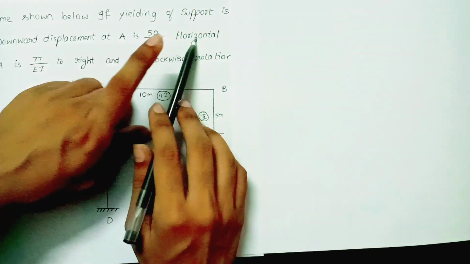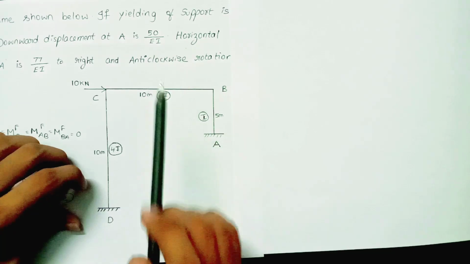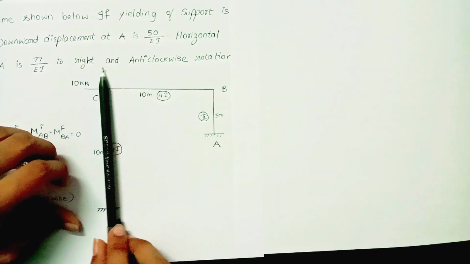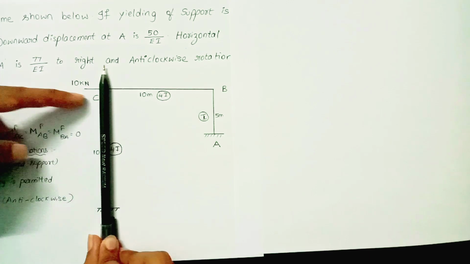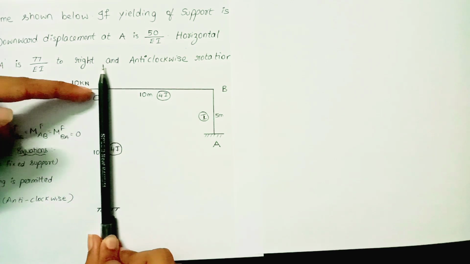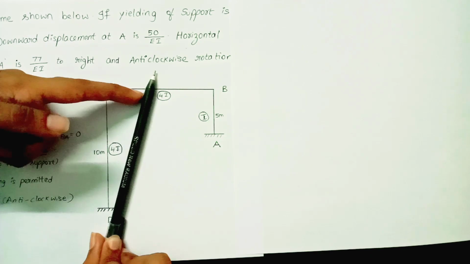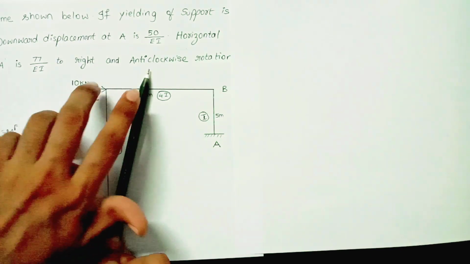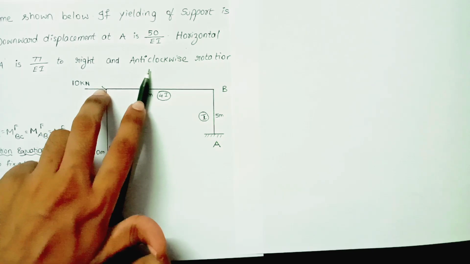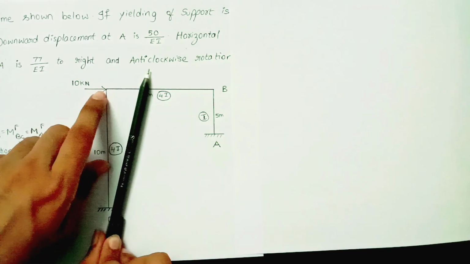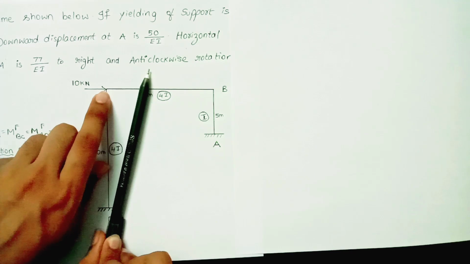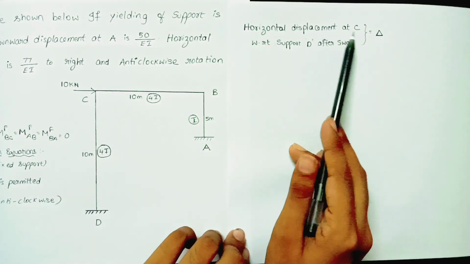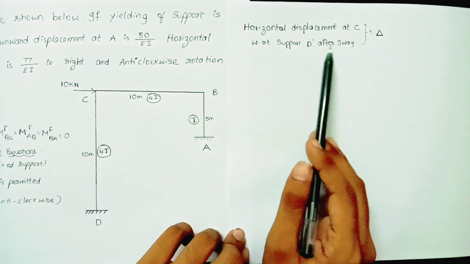Now coming to the horizontal displacement. First I am taking joint C. This is a column and this is the external load. If I apply the 10 kilonewton load, it deflects by a certain amount. Let the amount be delta. So the horizontal displacement at joint C with respect to D equals delta. That is what I have written here.